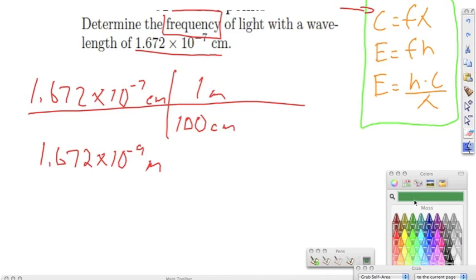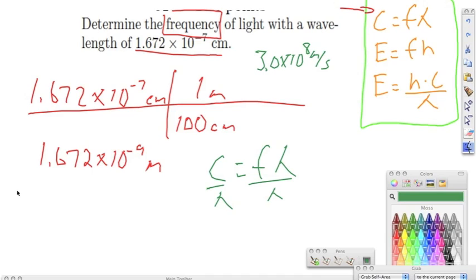We have c, the speed of light, equals frequency times wavelength. Remember that c, the speed of light, is always equal to 3.0 times 10 to the 8th meters per second. And we're solving for f. So to solve for f, we divide both sides by wavelength, and we get frequency equals the speed of light divided by wavelength, which is 3.0 times 10 to the 8th, all divided by 1.672 times 10 to the negative 9th.